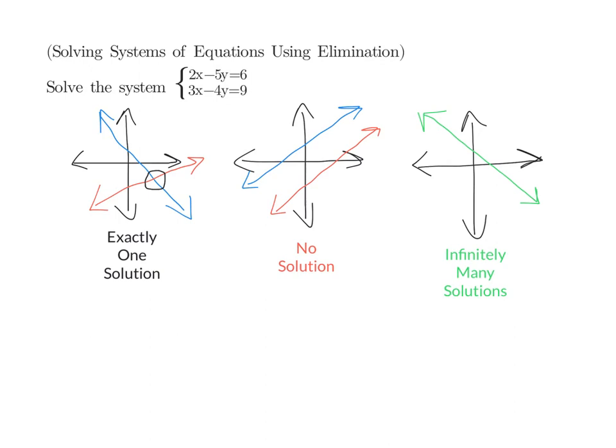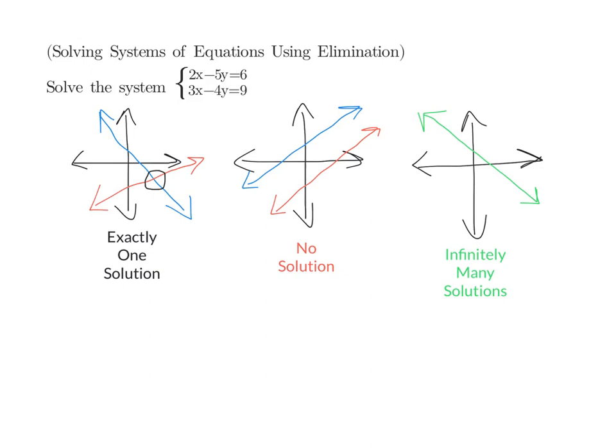And on the last graph, that happens when both equations represent the same line. The two lines touch, and their common point is every point on that line. That's why it's infinitely many solutions, meaning all the x and y, or all the points on that line, satisfy the equations.